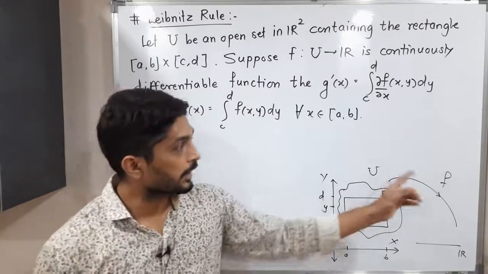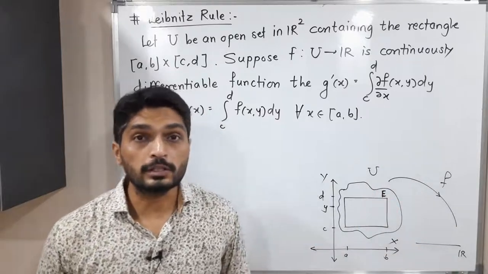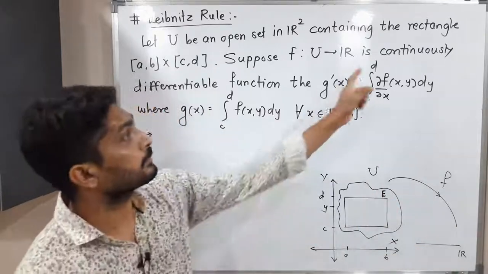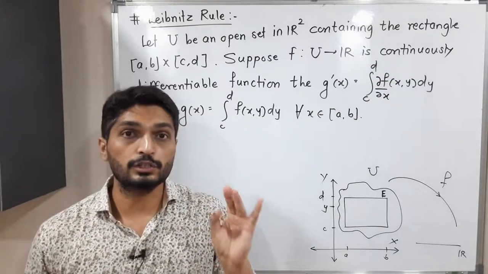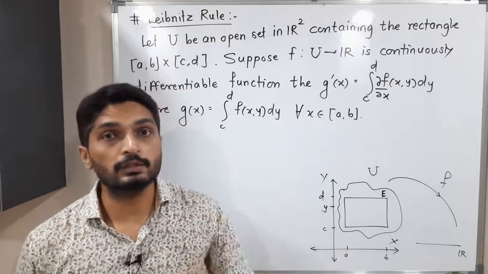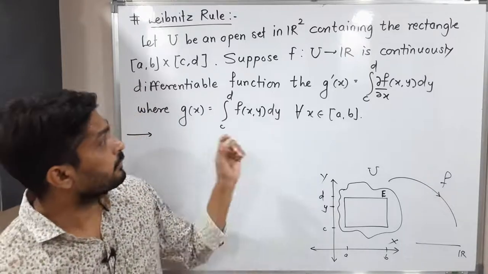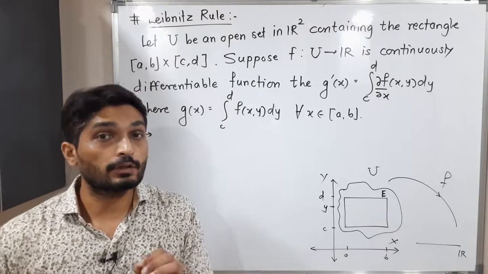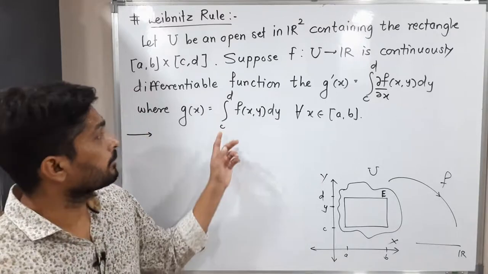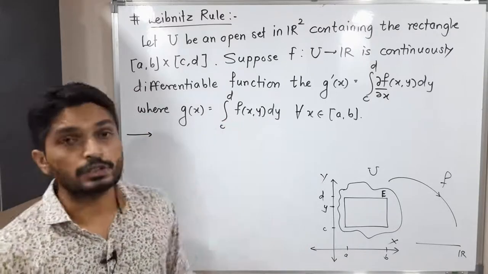And we have a function f from U to R. The function is continuously differentiable. You can easily see here, continuously differentiable. That means the function is continuous, the function is differentiable, and its derivative is also continuous. We have function g which is defined with the help of an integral. Function g is a function of the x variable, okay, and this integration is with respect to y.